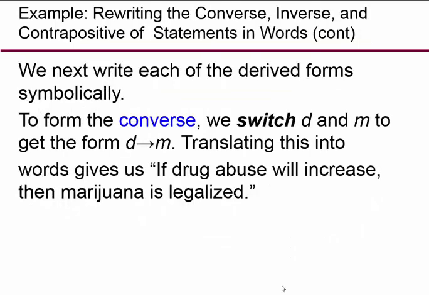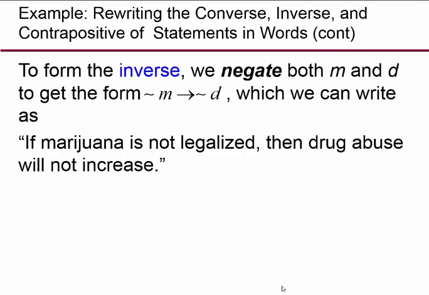So we next write each of the derived forms symbolically. Now to form the converse, we switch D and M to get the form if D then M. So translating this into words will give us if drug abuse will increase, then marijuana is legalized. Now the inverse, we negate both M and D to get the form if not M, then not D. And then we're going to write that as if marijuana is not legalized, then drug abuse will not increase.